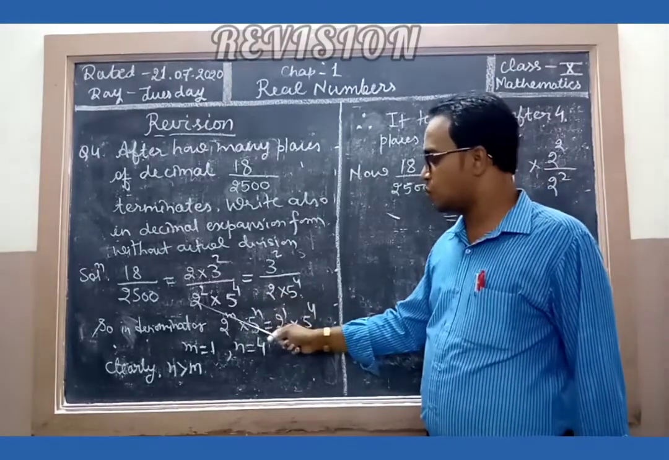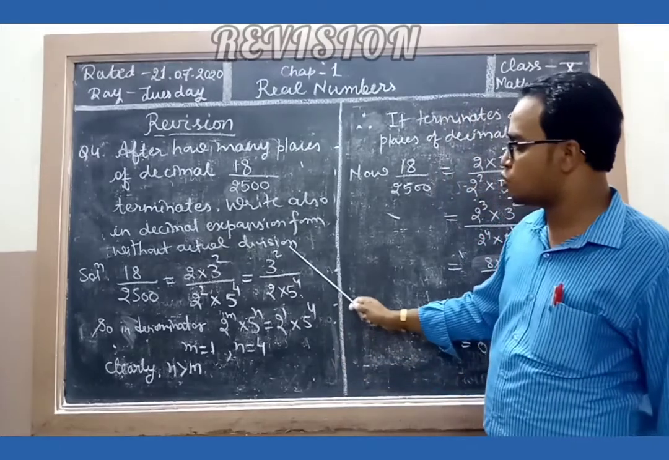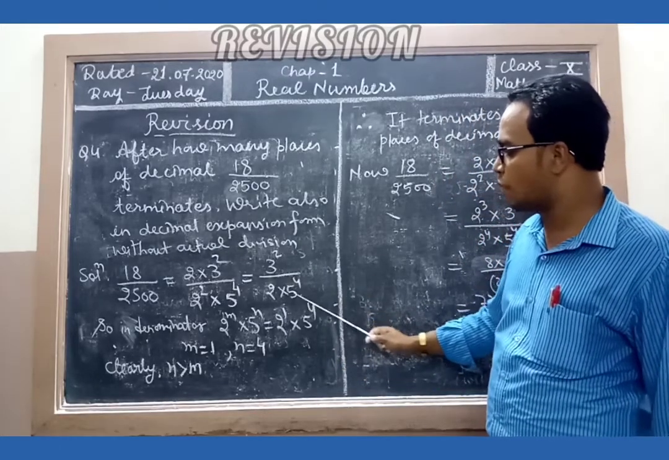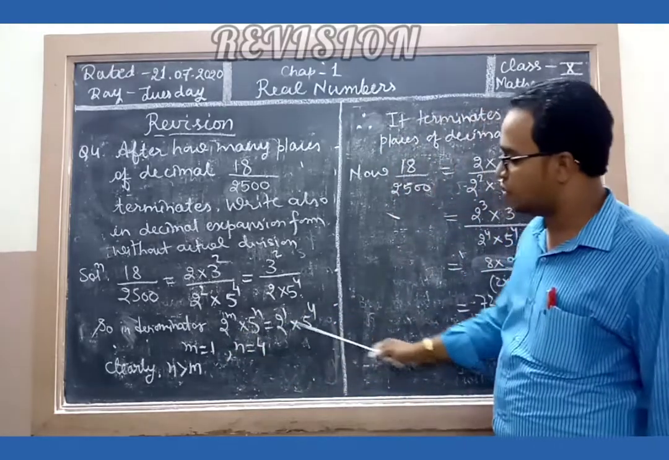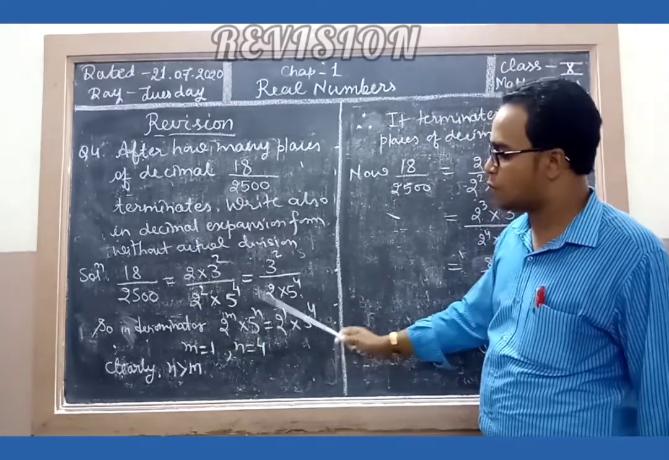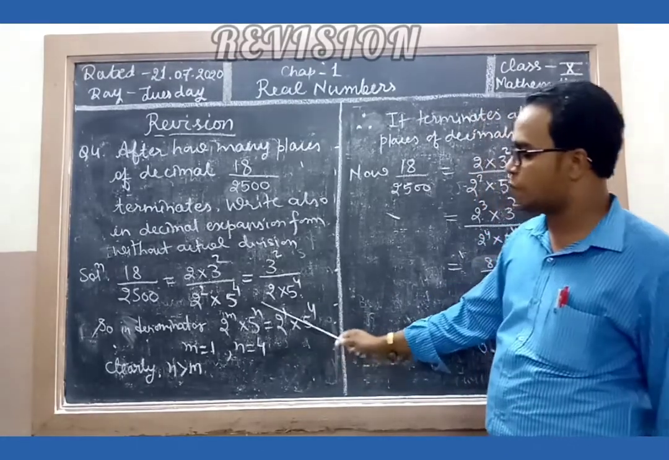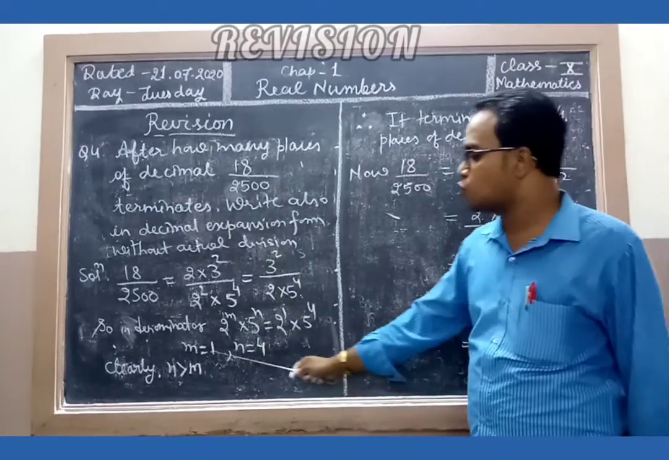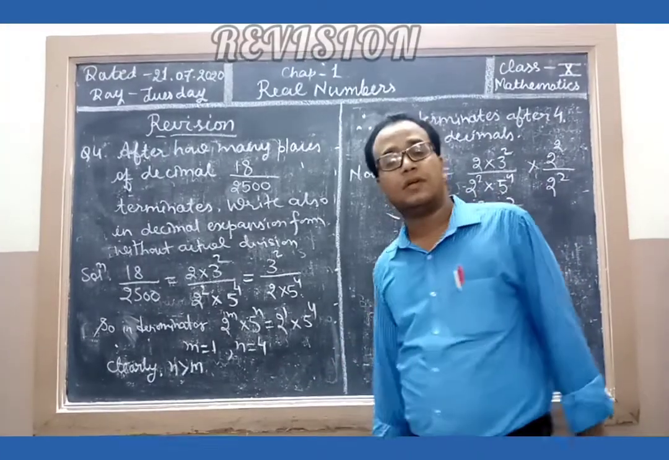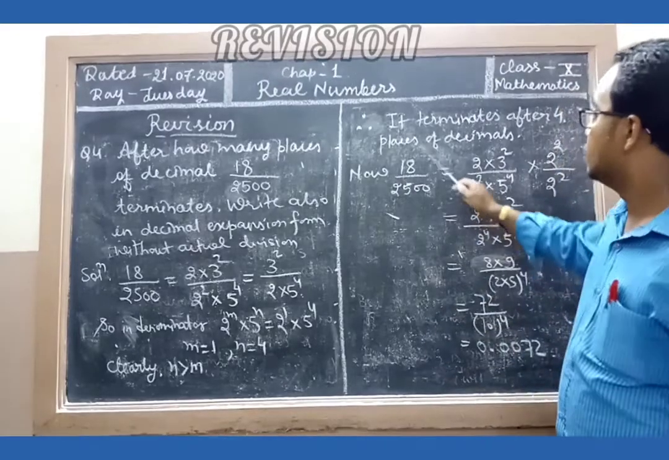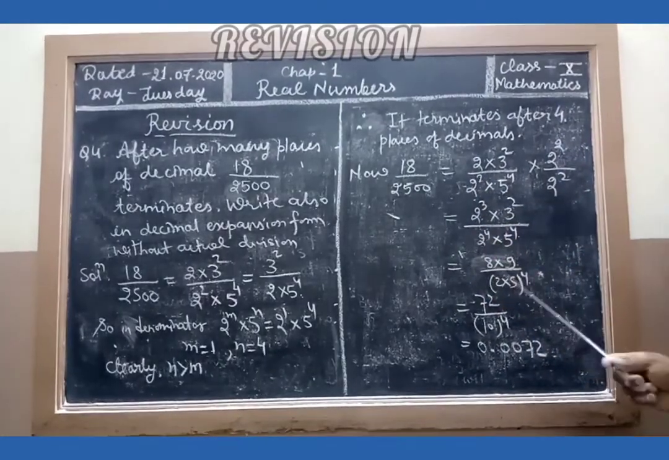So 2 is cancelled out, 2 to the power 2 one time, so we have 3 to the power 2 upon 2 into 5 to the power 4. In the denominator, we compare it with 2 to the power m into 5 to the power n. So m equals 1, n equals 4. So clearly n is greater than m. Therefore it terminates after 4 places of decimal.